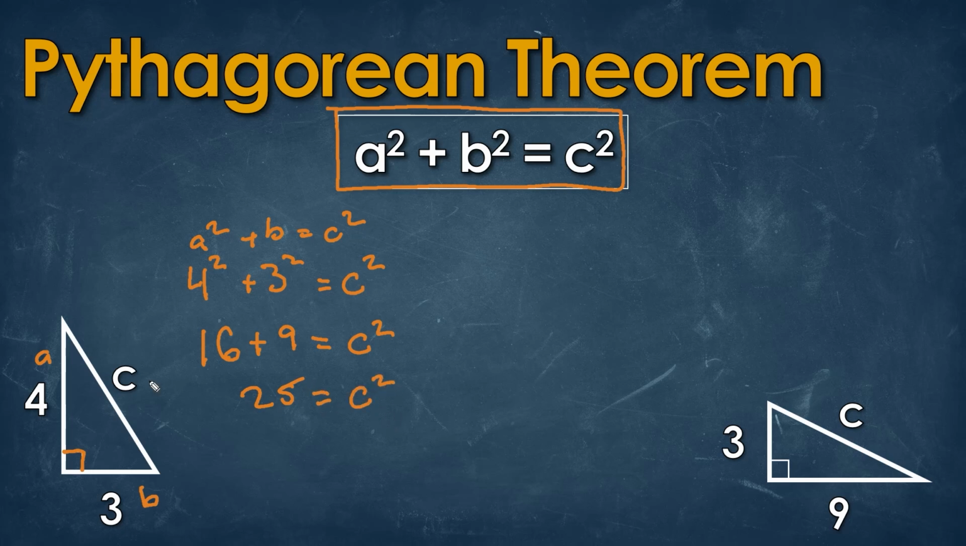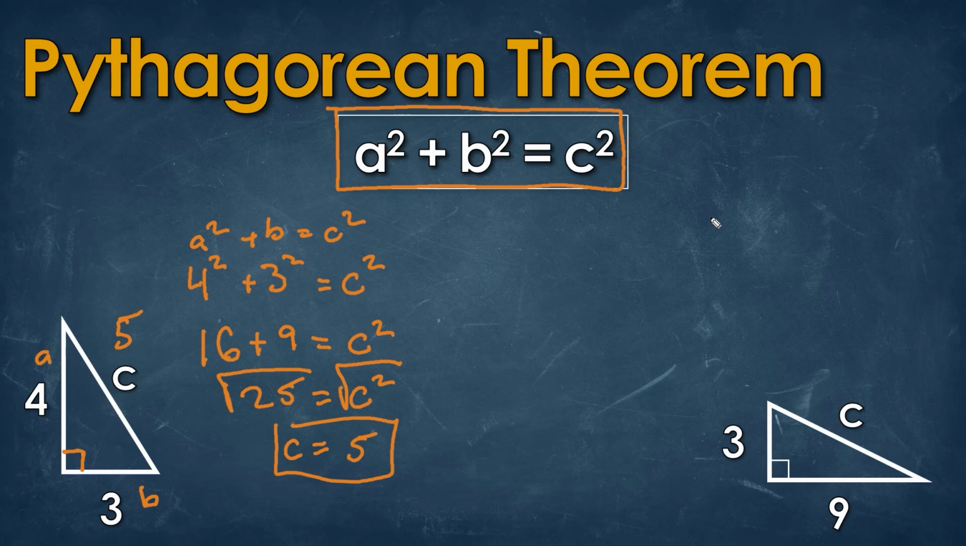So that's c squared, but not just c by itself. So what we have to do is take the square root of both sides. So the square root of 25 would give us 5. So our answer for c is equal to 5. So that side of the triangle is 5.